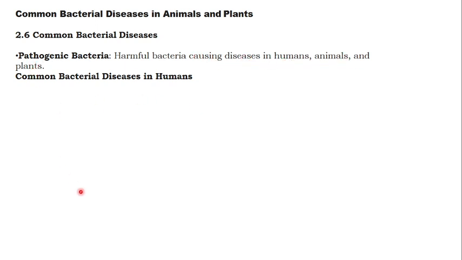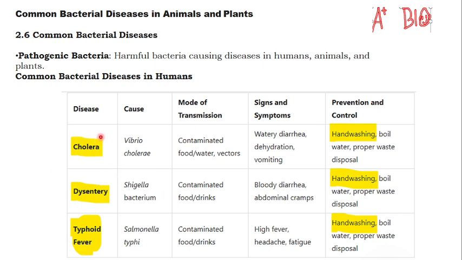Here I have summarized for you the diseases caused by bacteria in human beings. Number one is cholera, caused by Vibrio cholerae. This is the bacteria which causes this disease. The mode of contamination, meaning the way in which the bacteria enters, is by eating contaminated food or water, or through some vector. Signs and symptoms include vomiting and dehydration. Cholera, dysentery and typhoid fever are all bacterial diseases caused by poor hygiene.